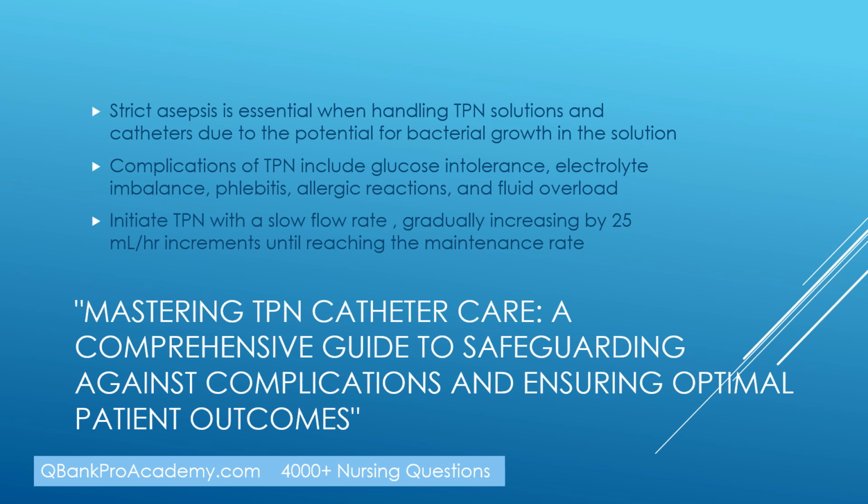Initiate TPN with a slow flow rate, around 60 to 80 ml/hr, gradually increasing by 25 ml/hr increments until reaching the maintenance rate. Close monitoring of the patient during TPN is crucial, with frequent blood glucose determinations in the stabilization period. Insulin may be added to the TPN solution if the patient experiences difficulty with glucose tolerance. When concluding therapy, taper down the flow rate for 1 to 2 hours to allow the body to adjust.